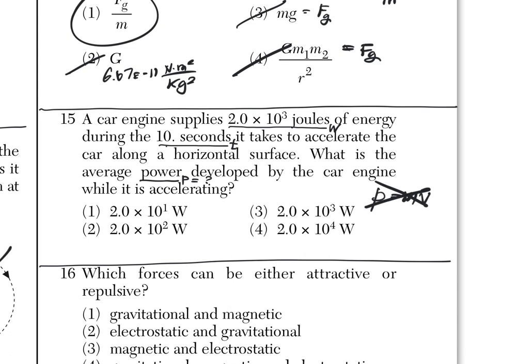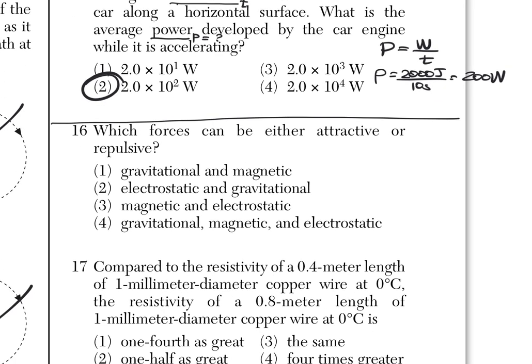Also, what's m and what's v? They gave me energy or work in joules and time in seconds. It's definitely not mv. Power is work over time. So they gave us 2,000 joules of work in 10 seconds. I know that 2,000 divided by 10 is 200. I don't even really need to run that calculation. That's going to be choice 2. Ding. There you go. Next, 16.